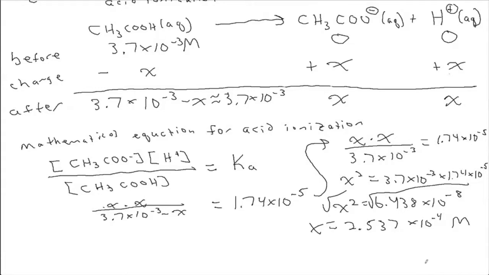Now we can fill in the x's. Okay, so what number goes here? 2.537 times 10 to the negative 4th. Okay, good. You could fill in all the other x's in your table, but that's not really necessary. Let's just try to answer the question. What was the question asking us for?